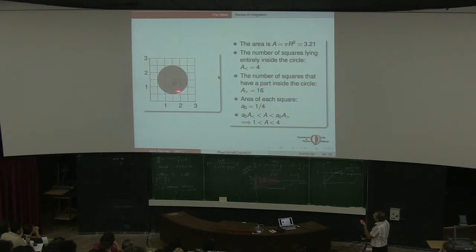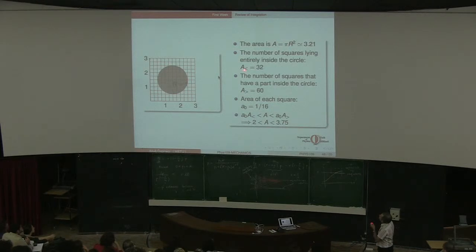So the area of these 16 squares is larger than the area of my disk, and the area of my disk is larger than the area of these 4 squares. So it gives me that the area is larger than 1, but smaller than 4. Remember, before it was larger than 1, smaller than 9. By taking a finer grid, the 9 has just become 4. I'm getting closer to 3.14. Well, I can divide it even further.